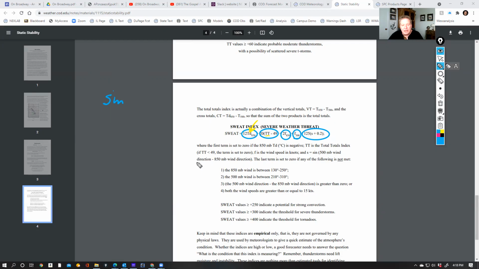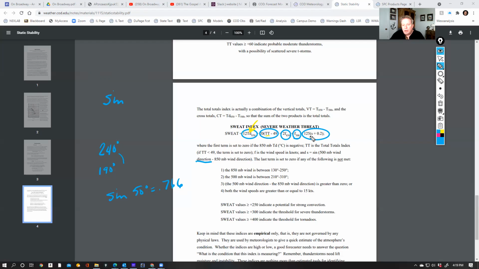So using degrees, all you're going to do is take the direction. This is not the wind speed, but the wind direction at 500 millibars. So let's say it's 240 degrees, and then minus the wind direction at 850. So let's say that's 190 degrees. You take the difference and you're going to take the sine of 50 degrees. Now I happen to have my calculator right here. Clear this out. I'm going to take the sine of 50 degrees and I get 0.766. So we go 0.766. Okay.